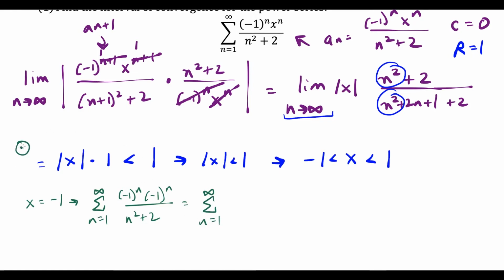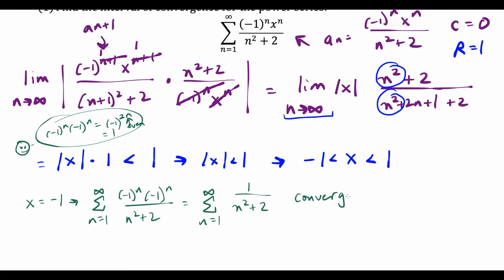And my thought process here, which I'll just simplify in my head, is that when we do -1 to the n times -1 to the n, law of exponents says that we add n plus n, which is going to give us 2n, and that's a number that's always even. So since n is an integer, a whole number, -1 to an even power is just equal to +1. So now I could just simplify this as 1 over n squared plus 2. And then what we could say from here is that this series converges. And since this series converges, that means that x equals -1 is included in the interval of convergence.